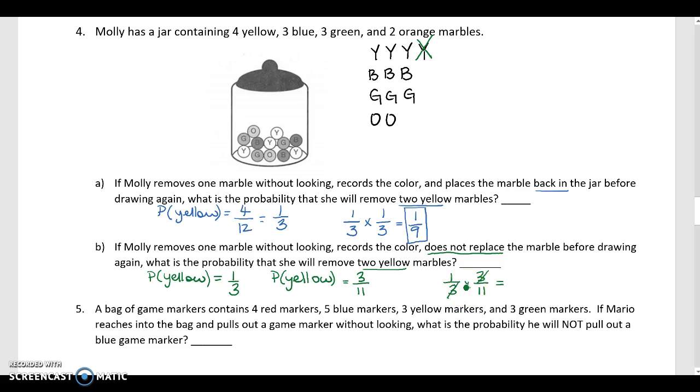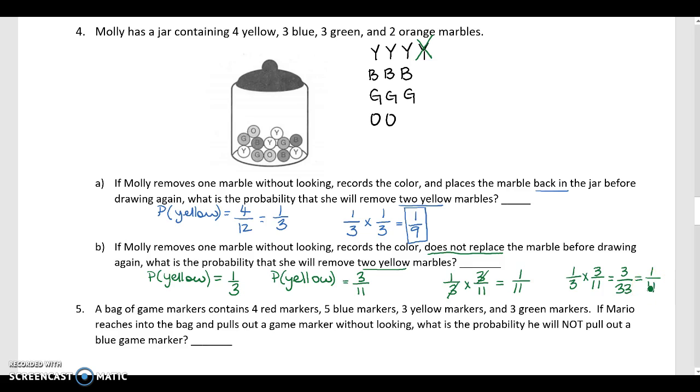So 3 over 3. So 1 times 1 is 1. 1 times 11 is 11. If that confuses you, then you just have to simplify after. 1 times 3 is 3. 3 times 11 is 33. And then you can cancel it and know that it's 1 over 11.